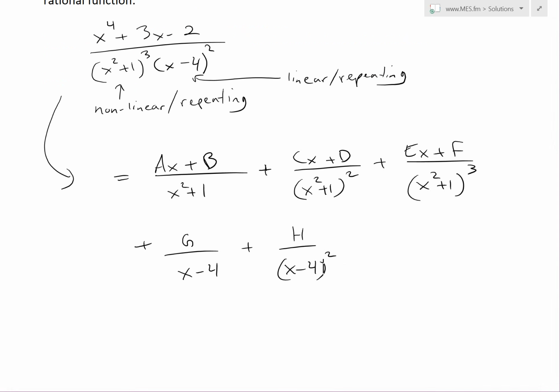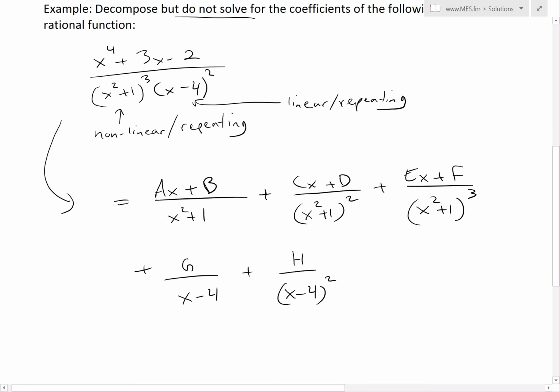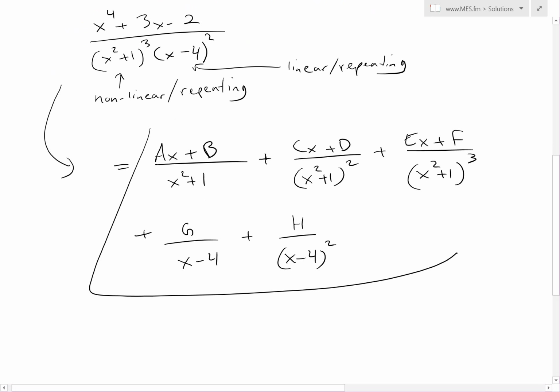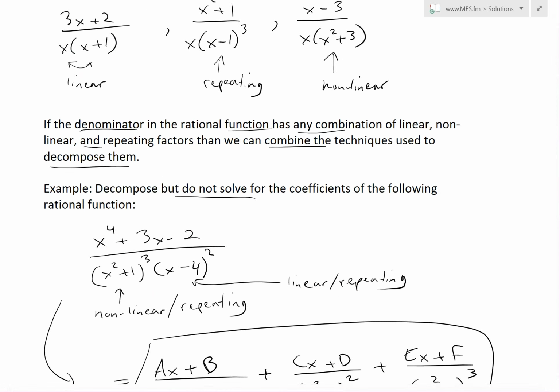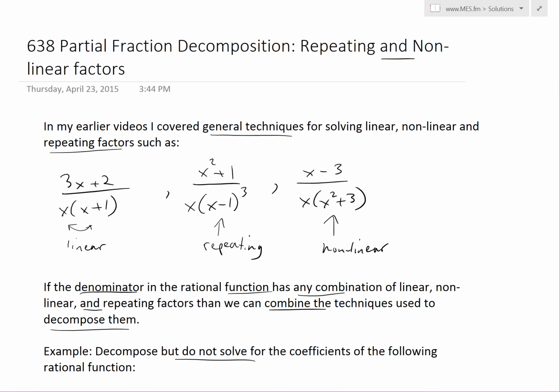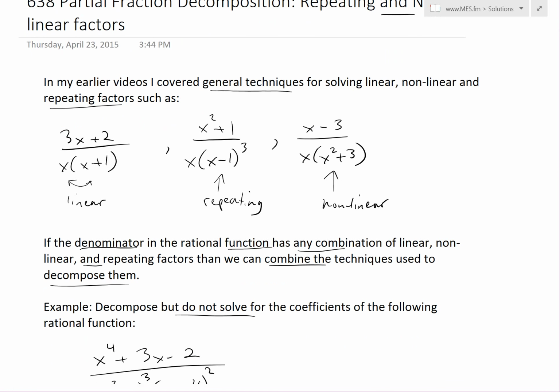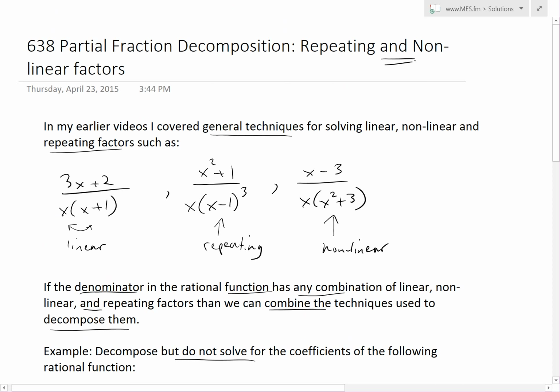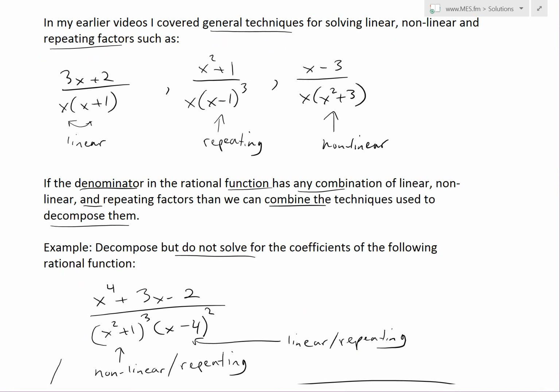It's going to take a long time to solve for A, B, C, D, E, F, G, H. So this is it for now, and that is our answer right here. Hopefully you learned from this quick example on how we apply partial fraction decomposition for repeating and non-linear factors if we have both terms inside the denominator of a rational function.